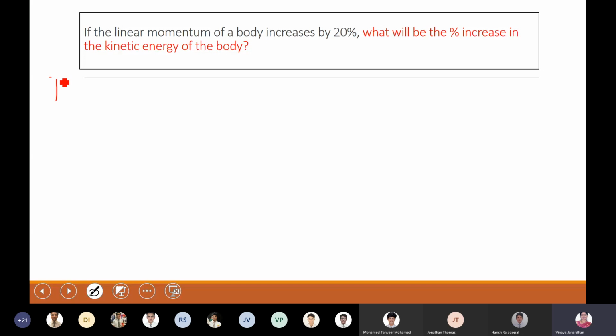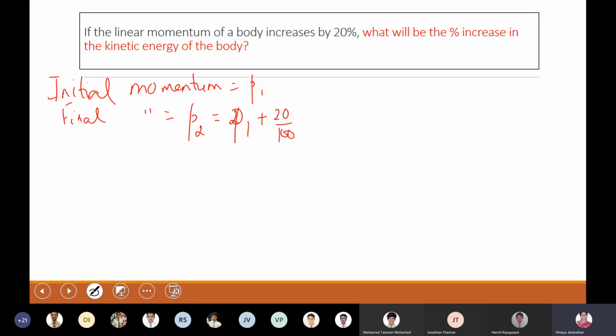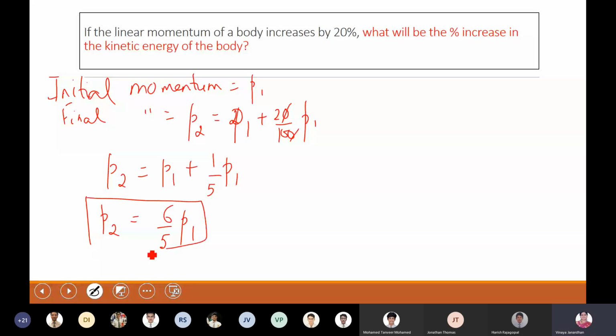So the initial linear momentum is P1, final momentum is P2, which is 20% more. So P2 becomes equal to P1 plus 20 by 100 of P1, that is P1 plus 1 by 5 times P1. If I take the LCM, P2 becomes equal to 6 by 5 P1. Are you getting this, boys? Your final momentum. Yes, ma'am.